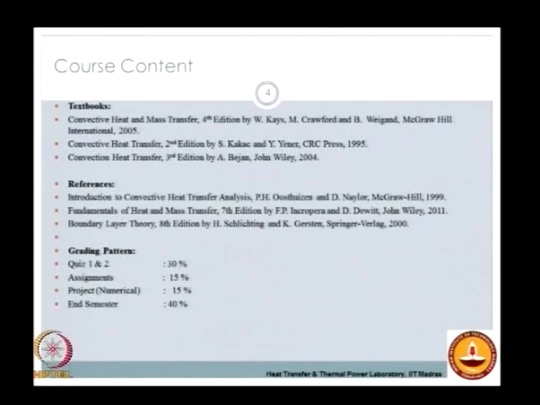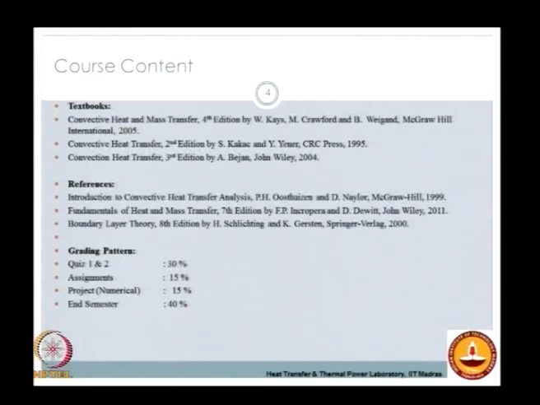And coming to the references, one of the references I've listed here is Introduction to Convective Heat Transfer by Oosthuizen and Naylor. This is a free ebook which is available, and you can just download and read it, and it also has a good description of some of the numerical methods used in convective heat transfer. Of course, your fundamental text on heat transfer by Incropera will always be very handy in this course.